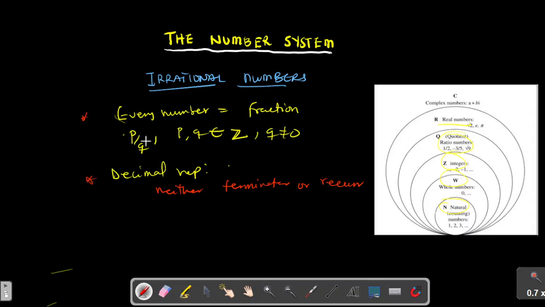One, it cannot be represented as a fraction. Number two, if the decimal representation is neither terminating nor recurring, then I will say that this number is irrational, right?